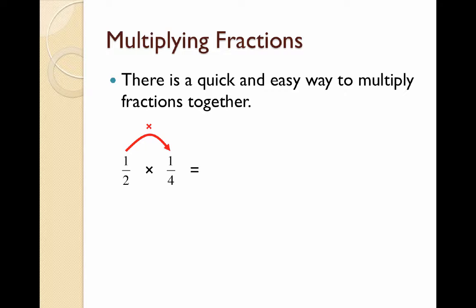But let's take a look at the multiplying method. If I multiply the numerators, 1 times 1, I get 1. If I multiply the denominators, 2 times 4, I get 8. So the quick and easy method is just to multiply the numerators together and then multiply the denominators together. Let's take a look at 3 examples which will illustrate that process.